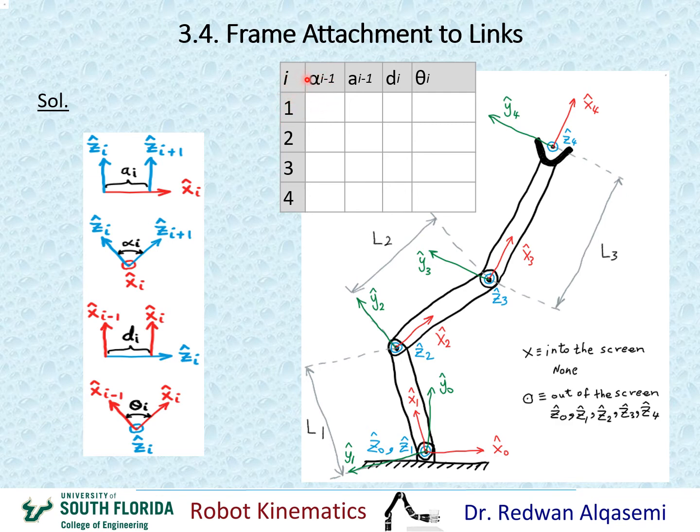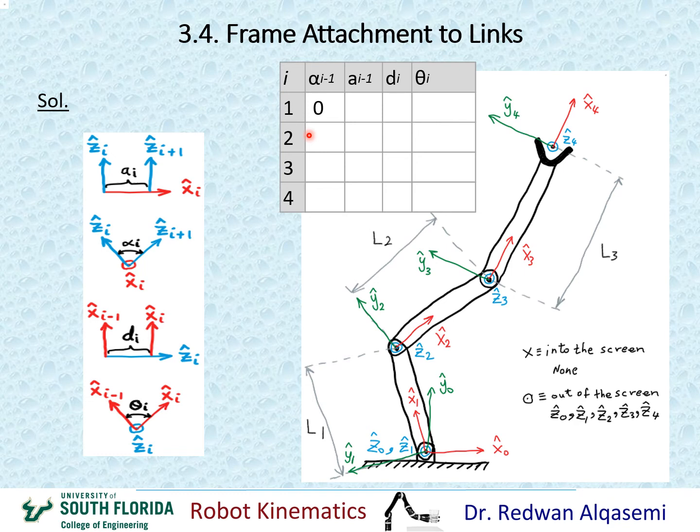I'm going to be looking at alpha i minus 1, that means alpha 0. This is the chart for alpha. So when I'm looking for alpha 0, I should be looking at Z0 and Z1 about X0. Okay, Z0 is right here coming out of the screen, and Z1 is right here also coming out of the screen. And the angle between them about X0, which is this axis right here, obviously is 0 since Z0 and Z1 are the same line. So that means my alpha 0 is 0.